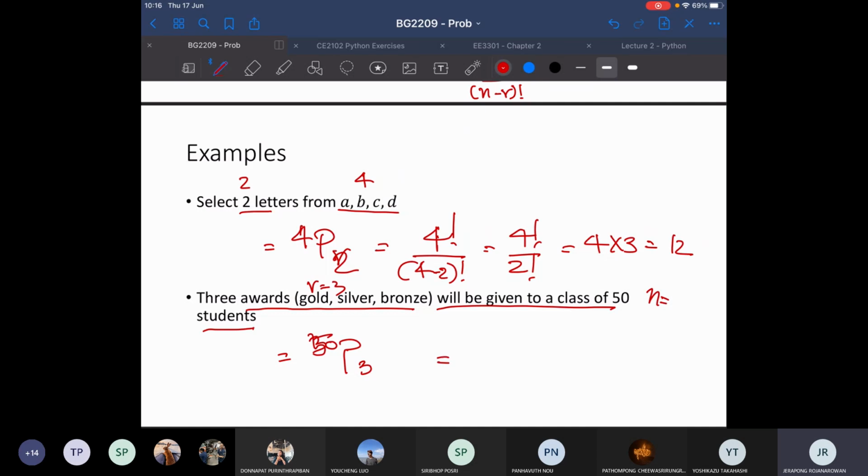Or you can do something like this. You have silver, gold, bronze, and so forth. So in this case, you're going to pick one here. So it's 50 here, right? 50 ways because you have 50 students. One already selected, you have now 49 and then 48, okay? Which is going to be equal to 50 by 49 by 48, this one.